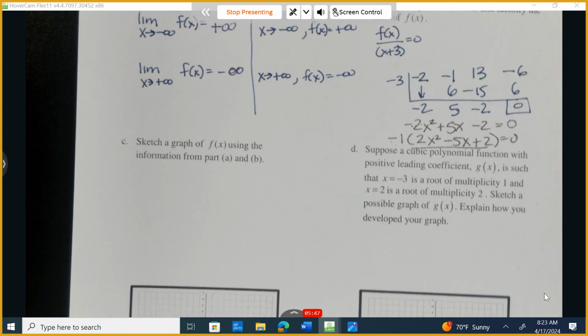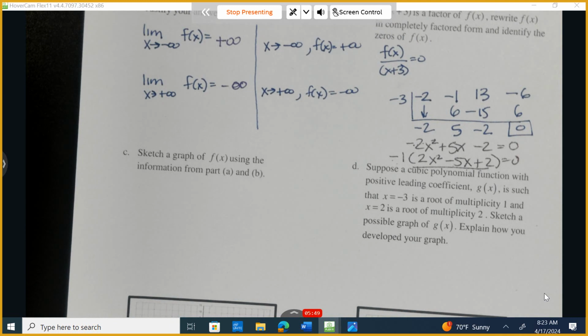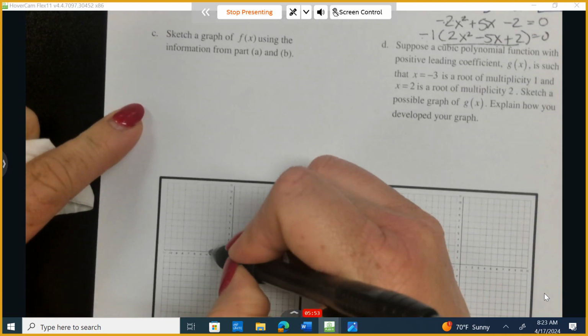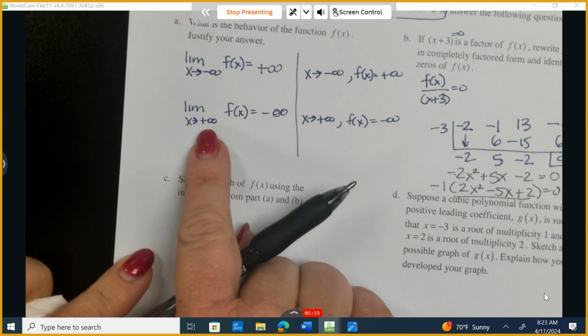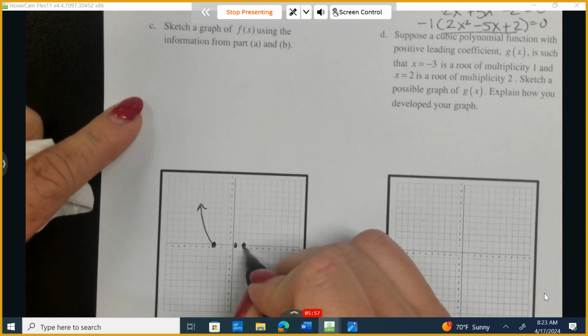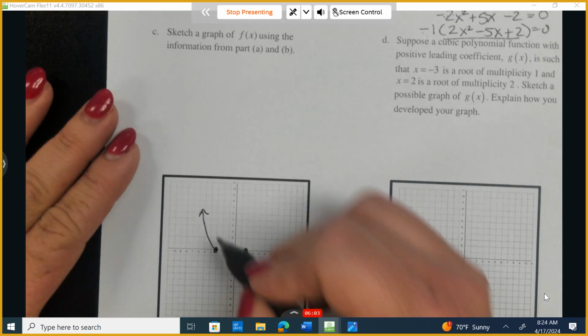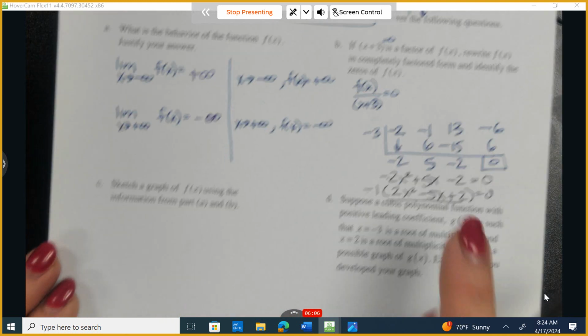I need to examine the end behavior I talked about up above. It says as it goes to the far left, it's going to go up. So it's going to go up on the far left, and on the far right, it's going to go down. So we're just sketching what this possibly looks like, based on the fact that we now know that we have 3 distinct zeros.